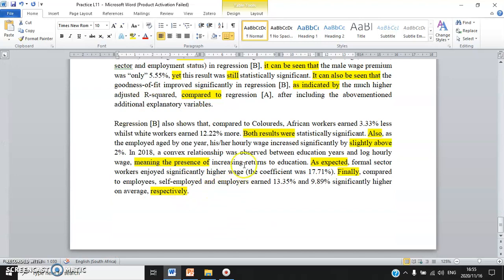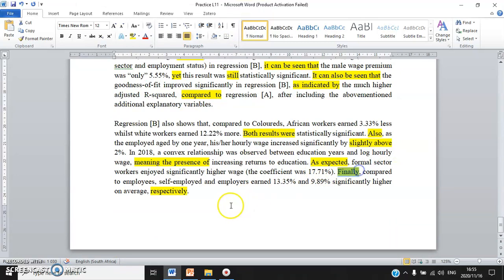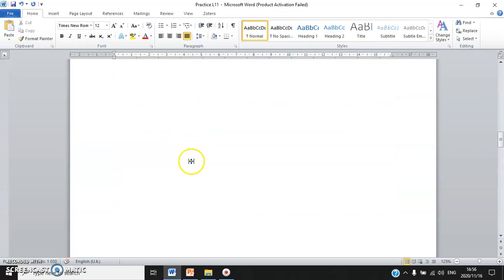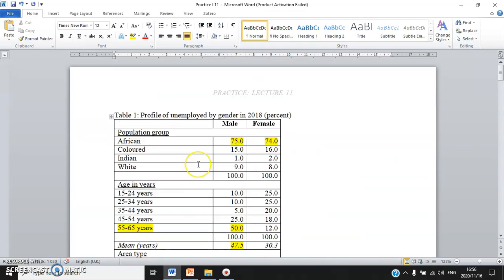Okay. And then let's go back to my paragraph. As expected, formal sector workers enjoy significantly higher wage. Bracket, the coefficient was 17%. Finally, I think I overused the word finally, to be honest, in all 3 tables. Finally, or you can say last but not least, okay, compared to employees, self-employed and employers earn 13% and 10% significantly higher on average, respectively, compared with my reference group, employees. So I hope you are happy with this example, and now you know how to do chapter 4.